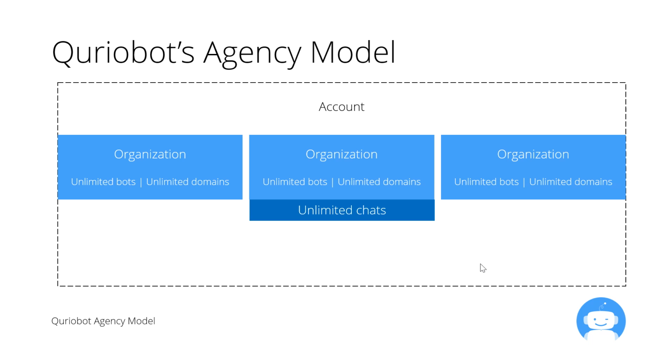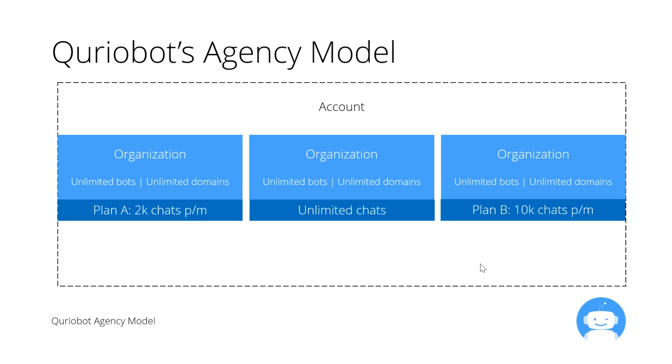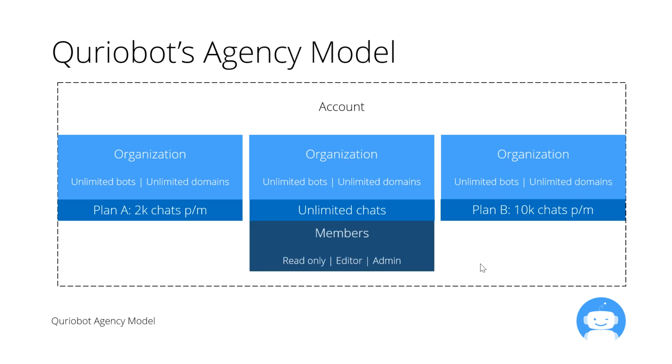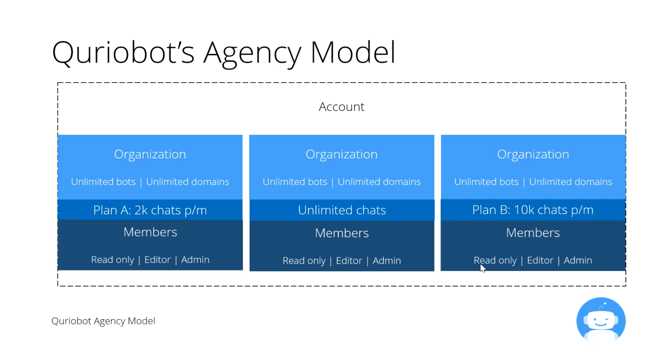Now, per organization, a plan always needs to be selected, and that can be a plan for an unlimited amount of chats, but an organization can also have a free plan or 2,000 chats per month, or for example, 10,000 chats per month. To each and every organization, you can invite members, and these members can have different kinds of roles, being the read-only role. They can be an editor or an administrator for this organization.